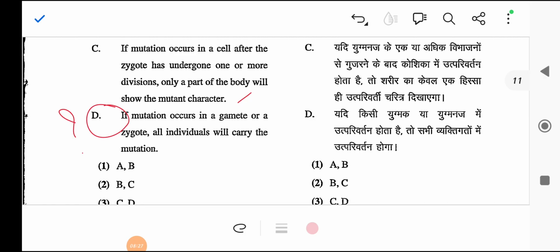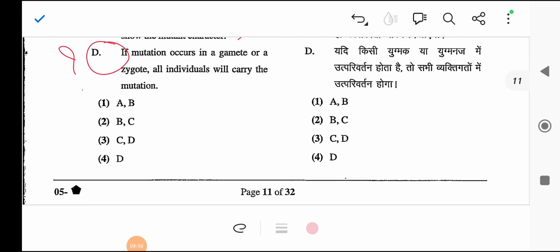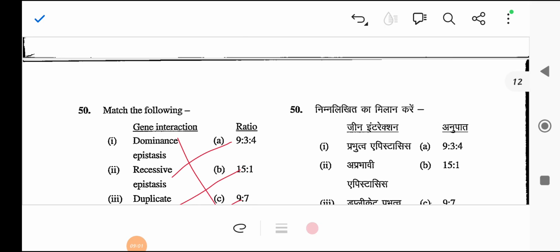See, if it is in the zygote, it depends which part. If it is in the whole zygote, then there are chances that all the next generation will have the mutation. But it depends, this is a little dicey. All the individuals may carry the mutation if it is in the zygote. Okay, so this is partly correct, so you can check over this, and if you have any comment on this, you can write it in the comment box.